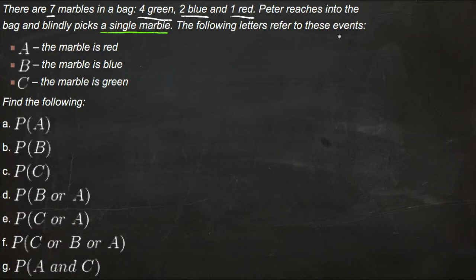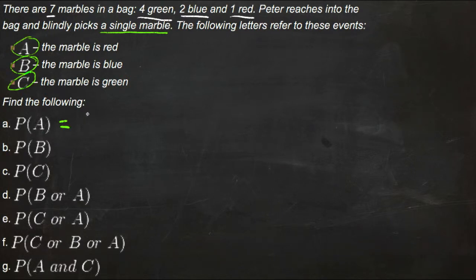The following letters refer to these events. So we're going to have 3 possibilities. Possibility A is that the marble is red, B is that the marble is blue, and possibility C is that the marble is green. What we need to find is the probability of A happening. So the probability of A is going to be the chance that the marble he picks is red.